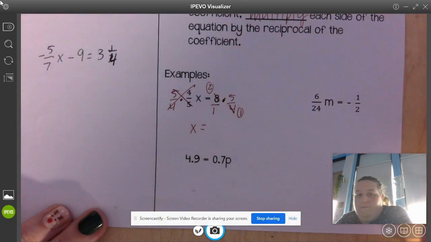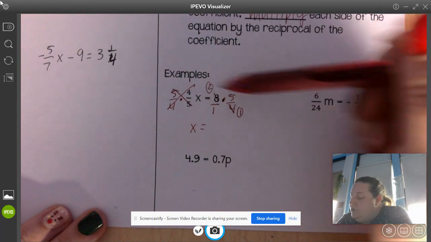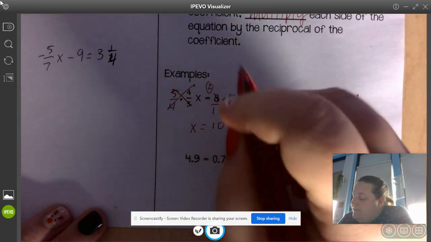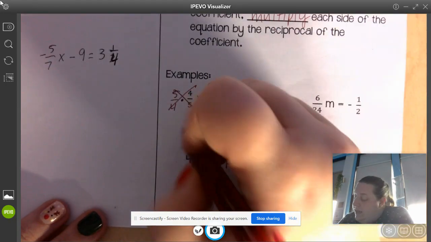So now I'm going to multiply fractions like I would. We multiply our numerators, then our denominators. So 2 times 5 is 10, and 1 times 1 is 1. So 10 over 1, which is just 10.